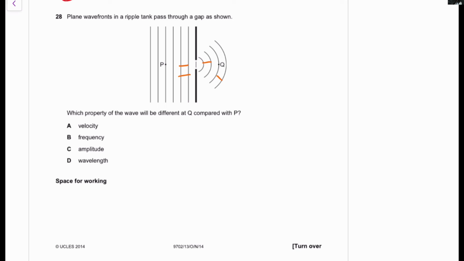So the only thing that changes really when you have diffraction occurring is just going to be the amplitude. So the answer is going to be C. The amplitude is the only thing that is going to change whenever diffraction begins to occur. That's very important for you to be able to think and conceptualize when you're working out.